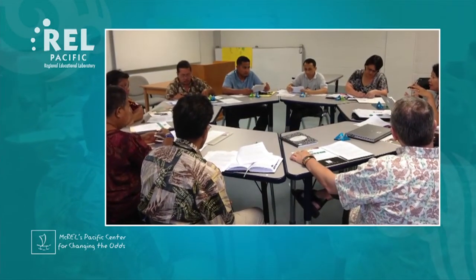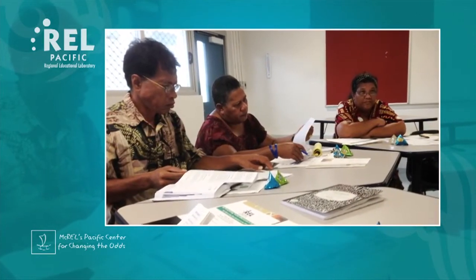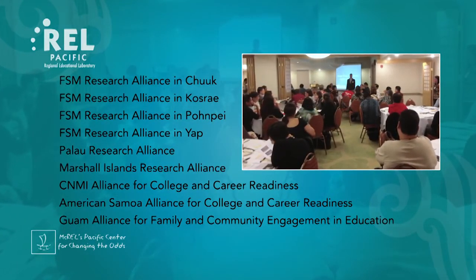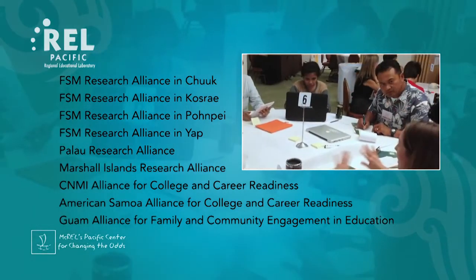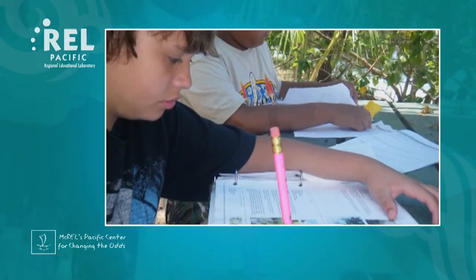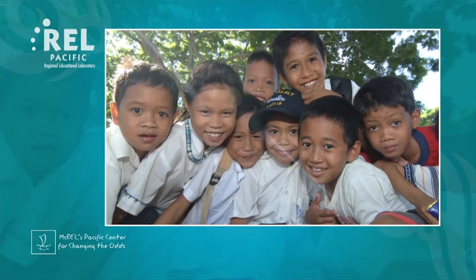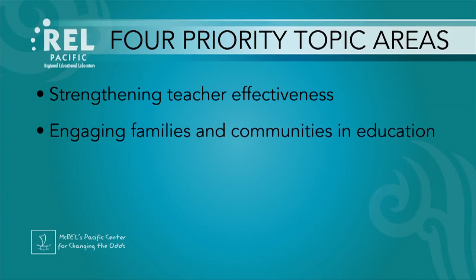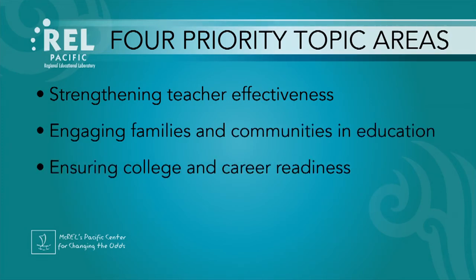At REL Pacific, we identify priority needs in the region through comprehensive reviews of education system data and reports, ongoing discussions with education agency staff, and continual contact with the field. We also support consortia called research alliances that bring together stakeholders in the Pacific to work collaboratively to address problems and questions of high priority and relevance in the field of education. Our work focuses on 4 priority topic areas: strengthening teacher effectiveness, engaging families and communities in education, ensuring college and career readiness, and optimizing data systems.